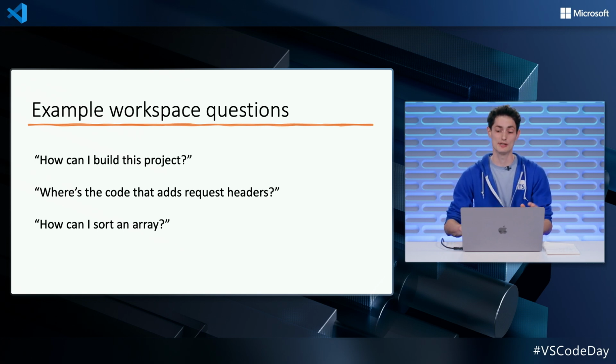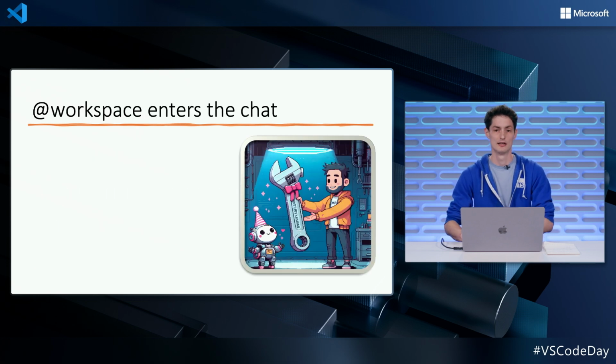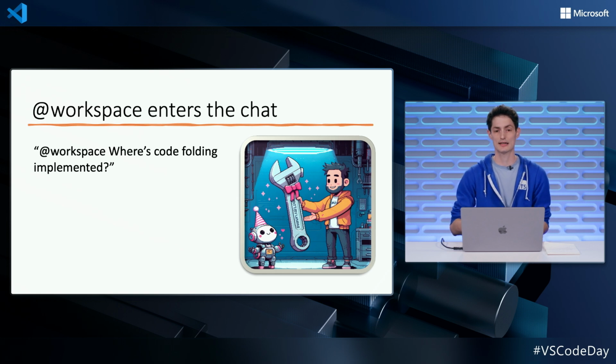And that's where we get into the @workspace chat participant. @workspace is a chat participant, and the way that you use it is at the start of a question that you're asking to Copilot. You would just say @workspace and then the question or prompt that you actually want to have Copilot answer. So for instance here, we could say something like, @workspace, where's code folding implemented?